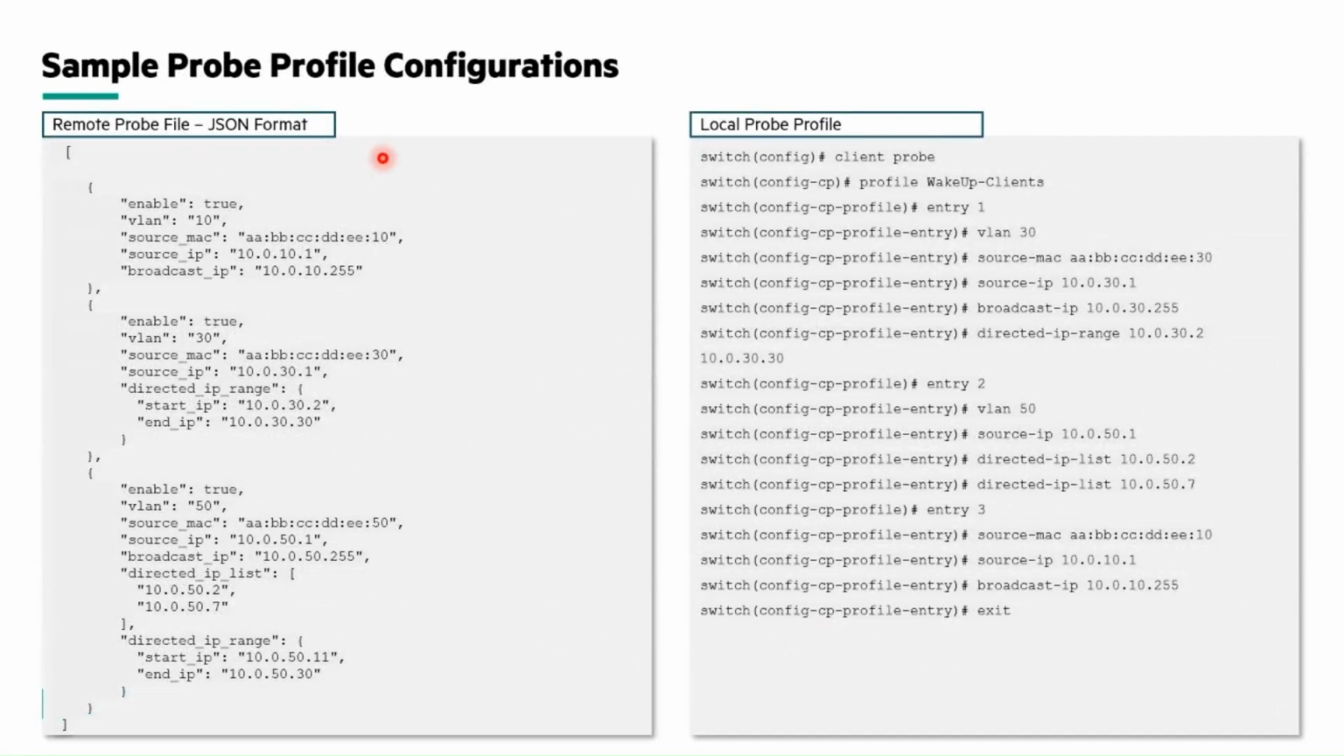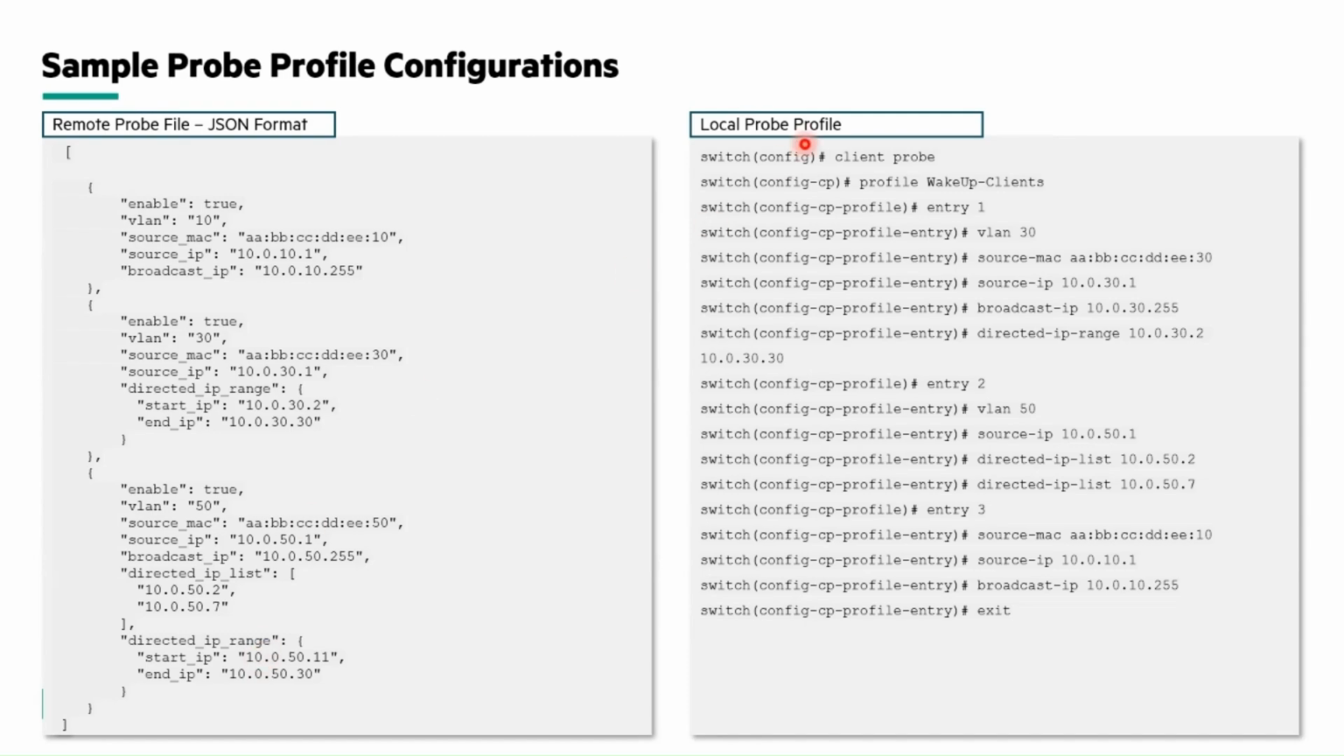So here are the sample probe profile configurations. I have given both the remote probe profile and the local probe profile. For the remote probe profile, we have the JSON format, where the example has three VLANs, and you can see the source MAC, source IP, and destination IP options available.